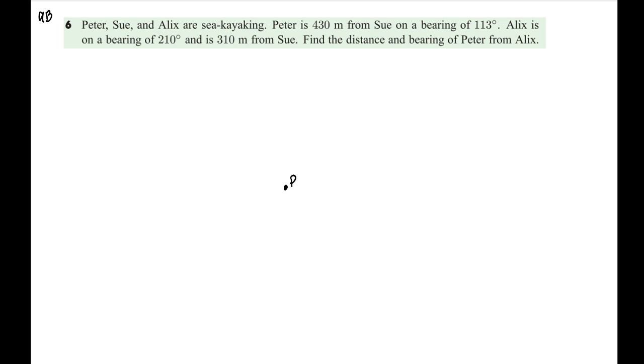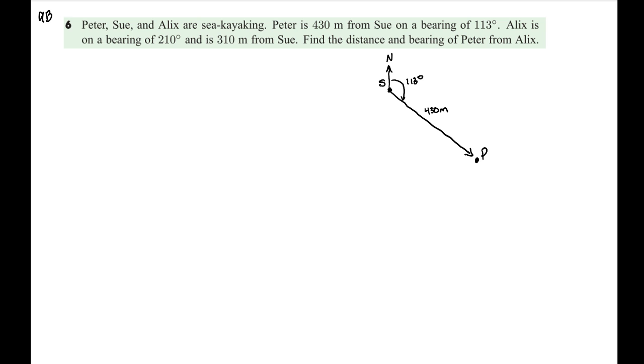We are told Peter is 430 meters from Sue on a bearing of 113 degrees. So if Sue is here, and this is directly north, in order for Sue to see Peter, she actually has to look at a bearing of 113 degrees. So Peter is actually, contrary to where I drew him, he's over here. Let's move Peter. And the distance is 430 meters between them.